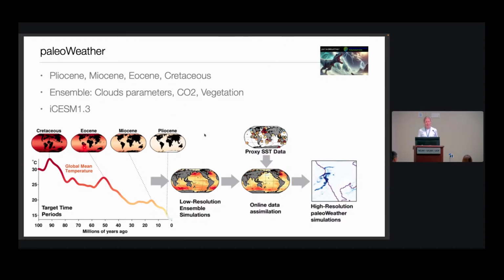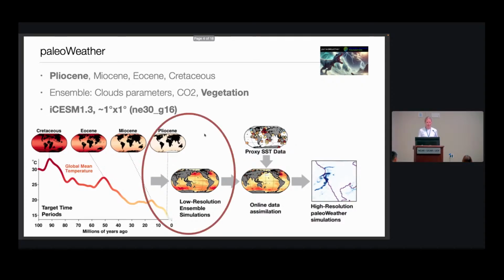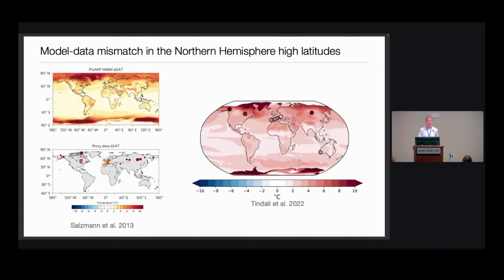So here, you can kind of see the workflow for the overall project, but at the moment, we're just over here. So today I'm going to talk about the Pliocene, low resolution, so 1 by 1 degree, ICSM 1.3, and vegetation.